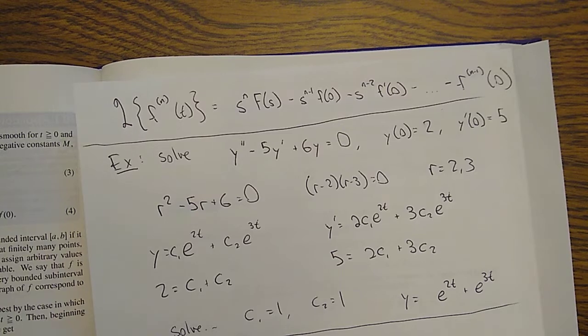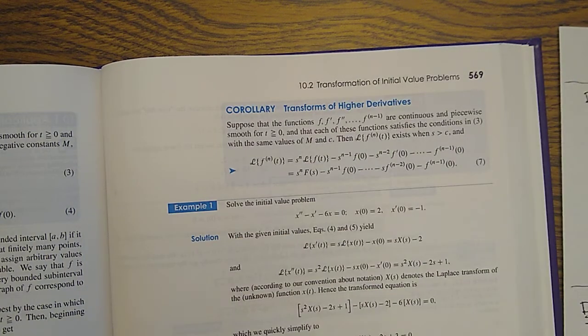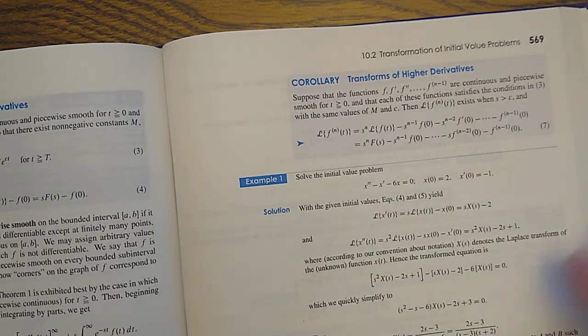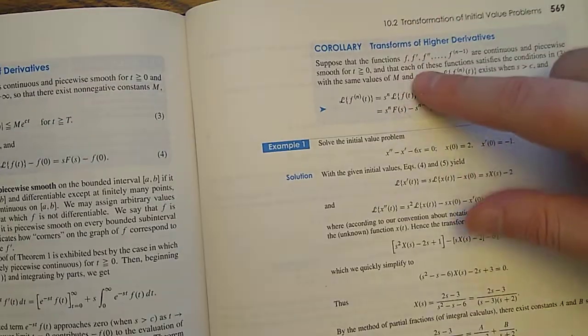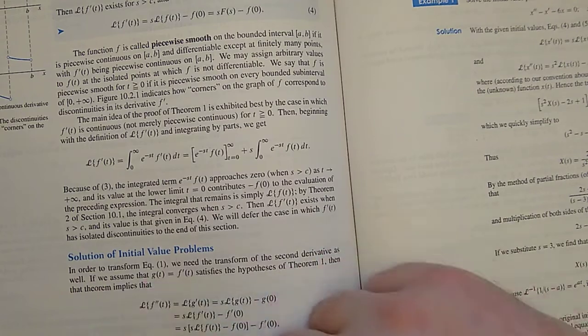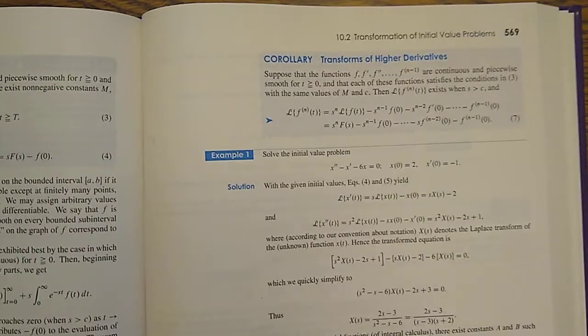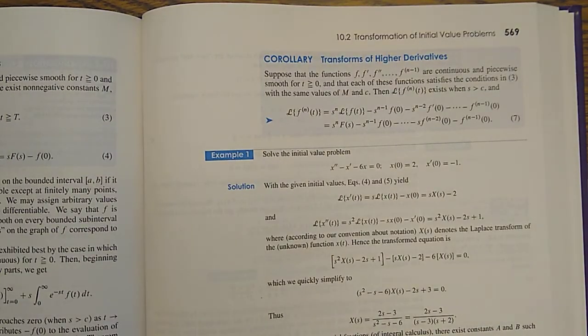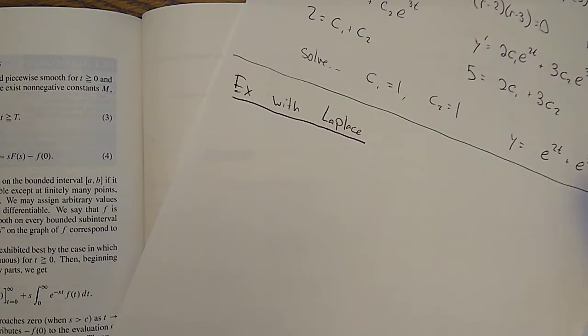I won't bother justifying this. There is a justification in the book. Here's the statement in the book, and before that they justify it a little bit. But the truth is, it's just repeated application of what we did for the first derivative.